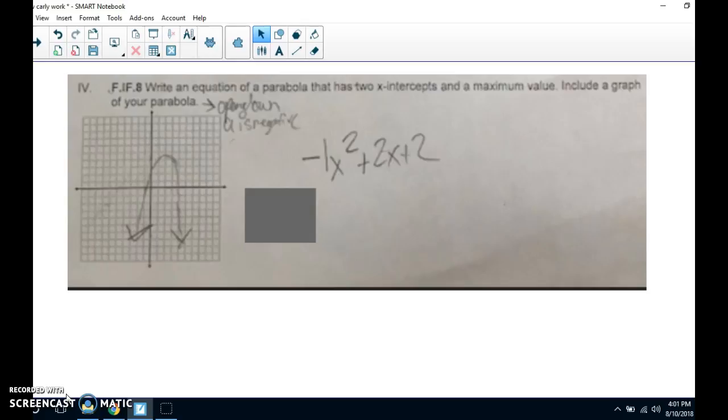What does a maximum mean? Maximum is like the greatest point. So if it opens up, then the vertex wouldn't be the maximum, but if it opens down, then the vertex is the maximum. Okay, so which way do we want this parabola to open?